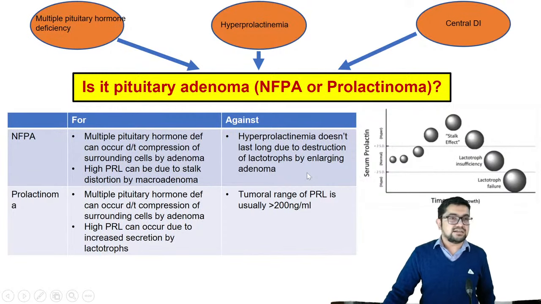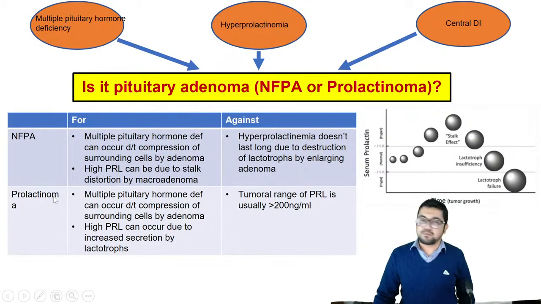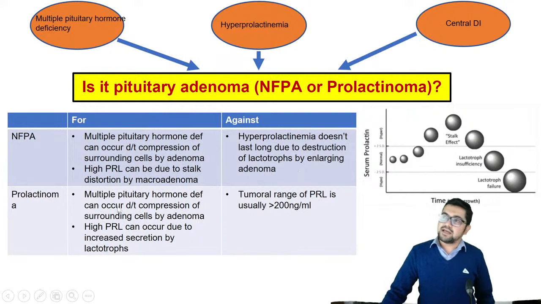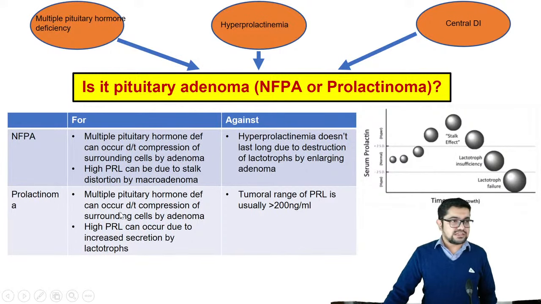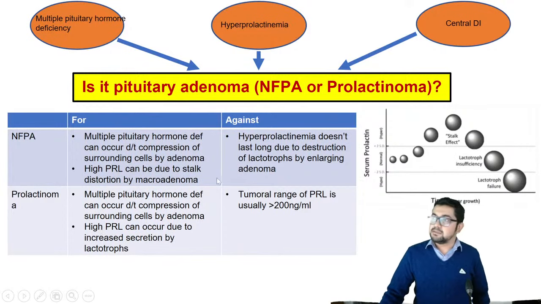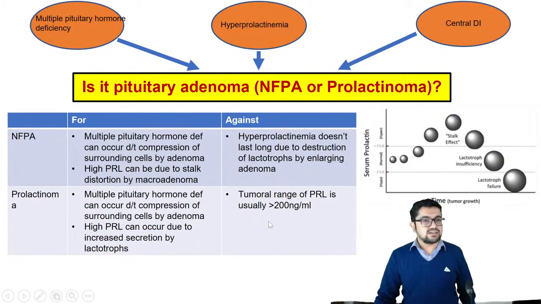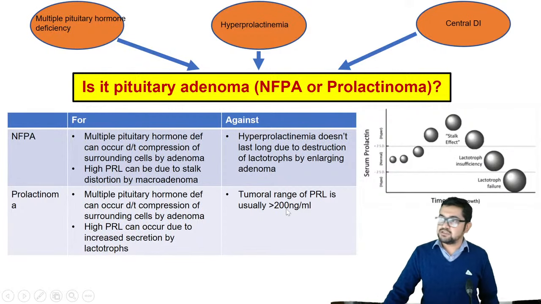But this patient had persistently high prolactin levels, indicating that possibly this is not a stalk effect. The second thing could be a prolactinoma. So again, the multiple pituitary hormone deficiency could be due to the mass effect by the enlarging tumor, and high prolactin itself can be due to the secretion by the tumor. But usually what we say is that the tumoral range in the prolactinoma is usually more than 200, but she had less than 200 levels of prolactin.